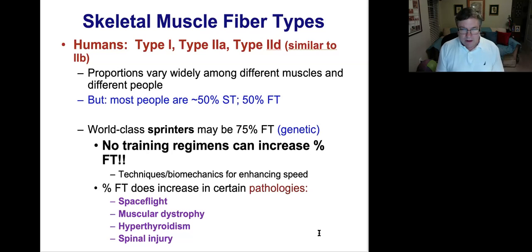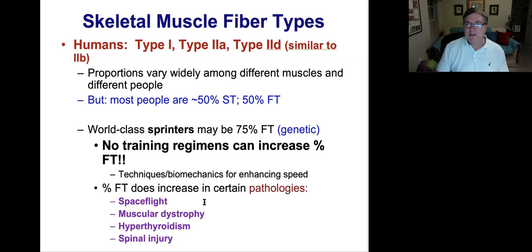So what can we do in terms of training? Well, as I mentioned, sprinters can be like 75% fast twitch fibers, but so can shot putters. Shot putters and sprinters have virtually the same percentage of fast twitch fibers. I think shot putters are actually slightly higher, believe it or not. There's no training regimen that can increase the percentage of fast twitch fibers. There are a number of techniques, better biomechanics, doing some exercises like plyometrics that potentially can increase movement speed, but you can't make the muscles contract really much faster.